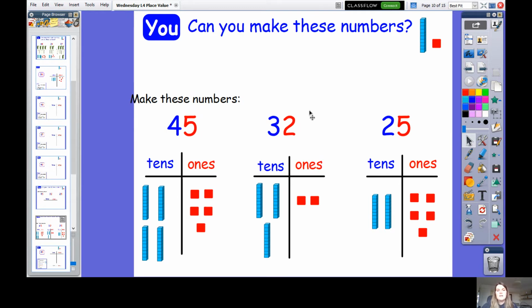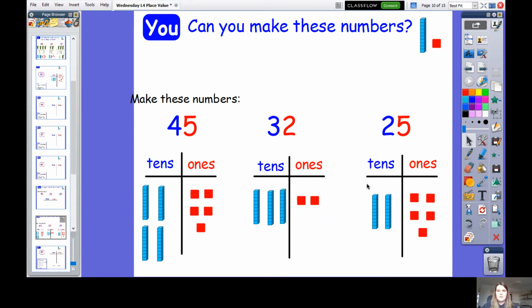What about 32? What did you do to make 32? You got 3 tens. Very good. And how many ones? 2 ones. Would I do this? Why would I not do that? Because this is only the ones column. Very good. Fantastic.